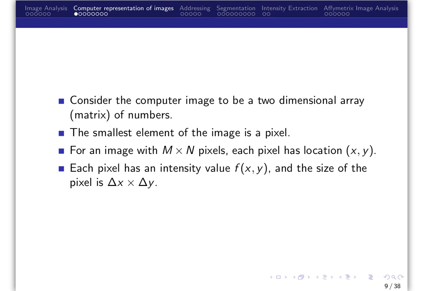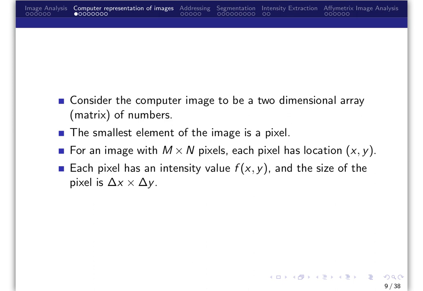Because the raw data from a microarray experiment are the set of images, here's a brief summary of the computer representation of images. Consider an image or picture with a matrix or grid overlaid. The smallest element of an image is a pixel. For an m by n pixel image, each pixel has a location denoted by its x and y coordinates. Each pixel also has an associated intensity value, which is denoted by f of x and y. And the size of the pixel is given by the delta x and delta y.